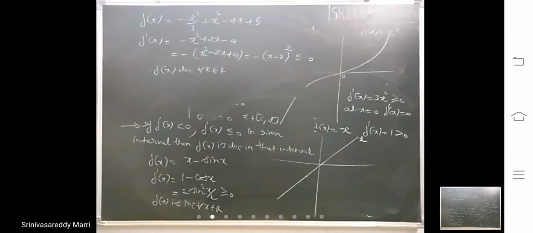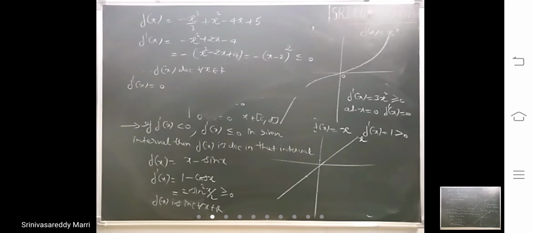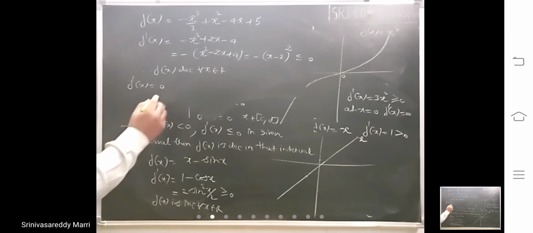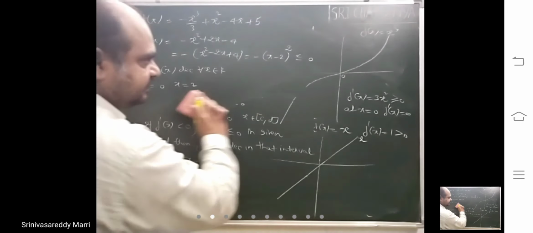For all x belongs to R. Even if you find the critical point also, look at it, in the previous method we will solve f dash x equal to 0. What is that point? x equal to 2.